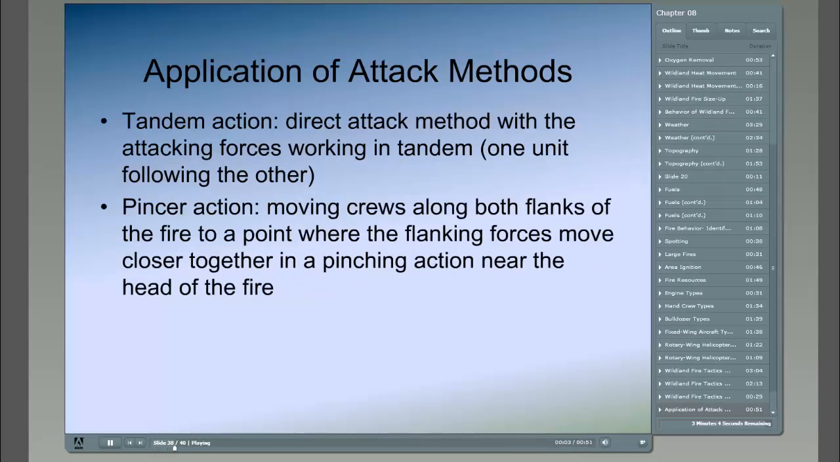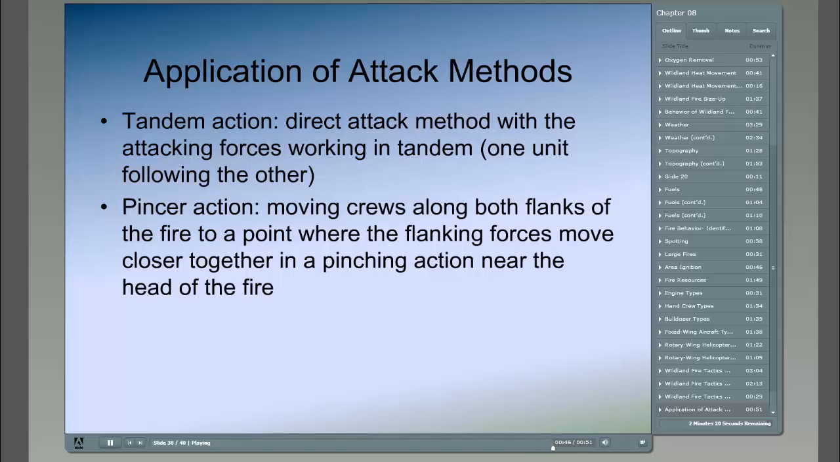There is not one single method of fire attack that must be followed throughout the fire suppression steps. Many times a combination of two or more methods is used, or in some situations all methods will be used simultaneously. A tandem attack is a direct attack method with the attacking forces working in tandem, which means one unit following the other. A pincer action may be conducted on any size fire. However, it is most often used on small fires. The objective of a pincer action is to move crews along both flanks of the fire to a point where the flanking forces move closer together in a pinching action near the head of the fire.